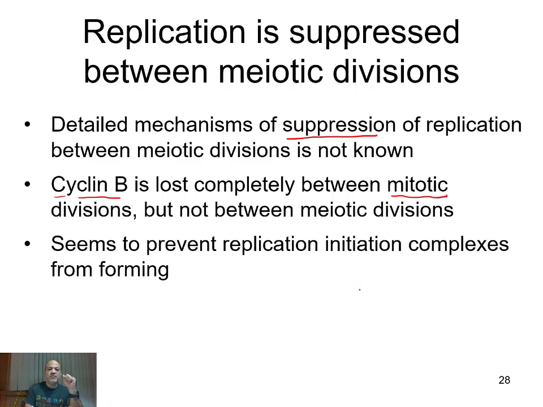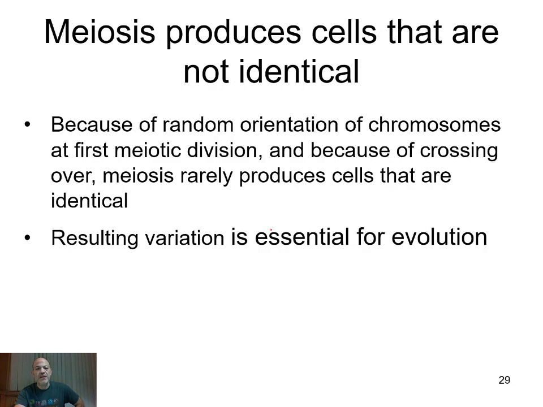And that means that next time we come back around and go through the cycle again, that allows for DNA replication. But during meiotic division, between meiosis 1 and meiosis 2, the cyclin B seems to remain there. So the presence of cyclin B may be part of the mechanism that prevents the S phase from occurring, which is where DNA replication occurs. That's the connection there. So there's a correlation, and there may be something to that.